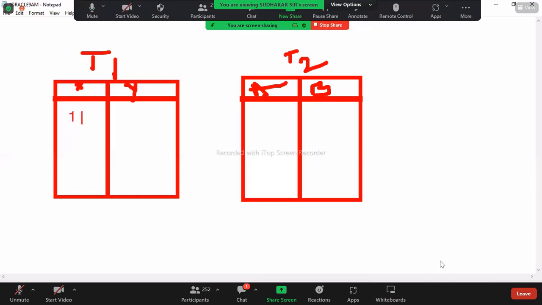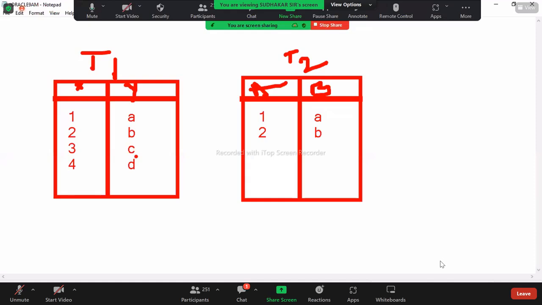Now in T1 there is some data: 1, A. Same data here also: 1, A. 2, B. Here also the same data: 2, B. Next we have 3, C. Next I have 4, D. So these are the two tables, guys. Already I have it. Table 1 has some data, table 2 has some data.